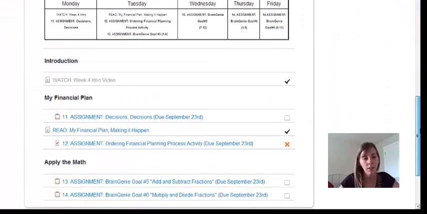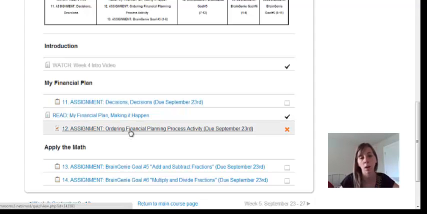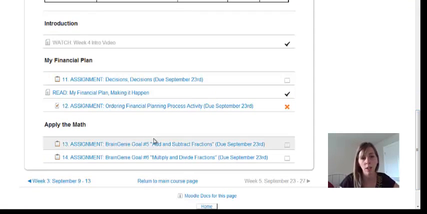Then you have some reading to do, talking about your financial plan, and then there's an ordering financial planning process activity to do. You can do this assignment as many times as it takes in order to get 100%, so please try to do that as many times as you need to. It's a weird way to lose points, if you ask me. Okay, and then finally you have 2 assignments in Brain Genie: adding and subtracting fractions in the first one, and multiplying and dividing fractions in the second one.